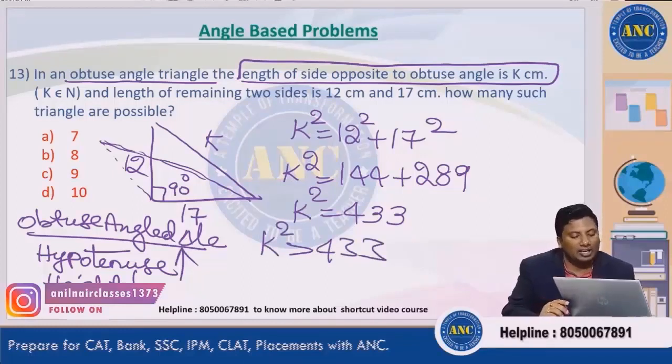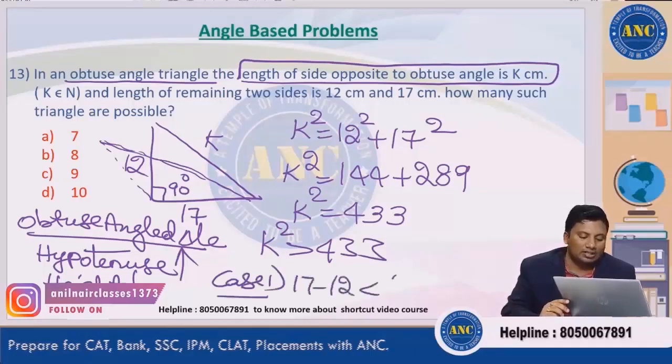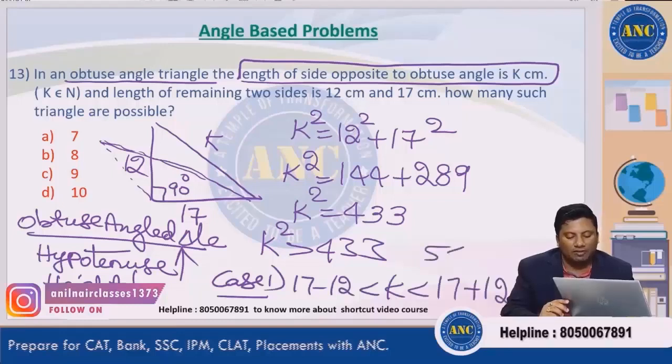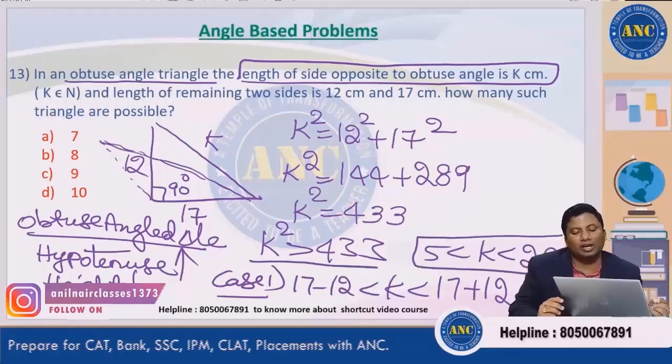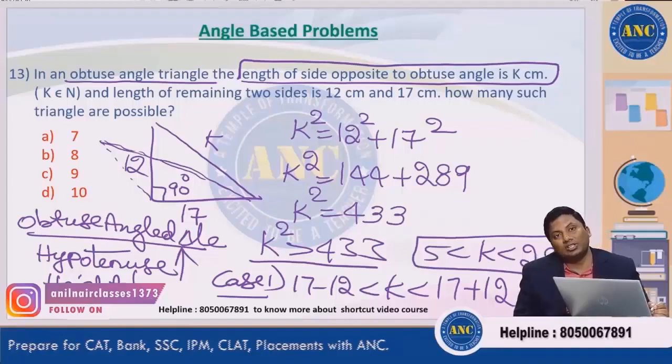But what is the condition for it to become a triangle? Case 1, we should not forget. 17 minus 12 less than k less than 17 plus 12, which is 5 less than k less than 21. K square greater than 433: 19 square is 361, 20 square is 400, 21 square is 441.